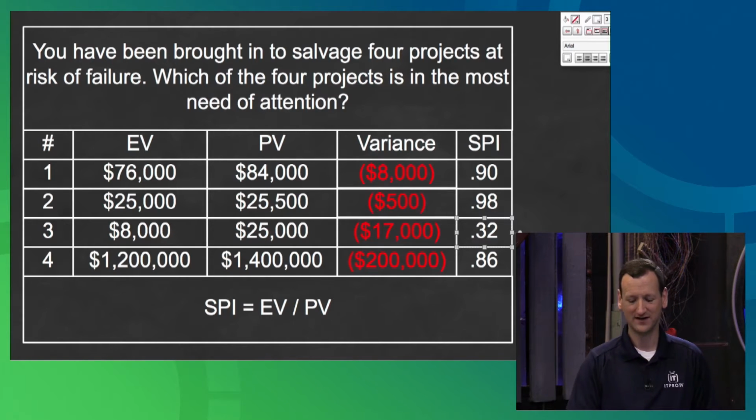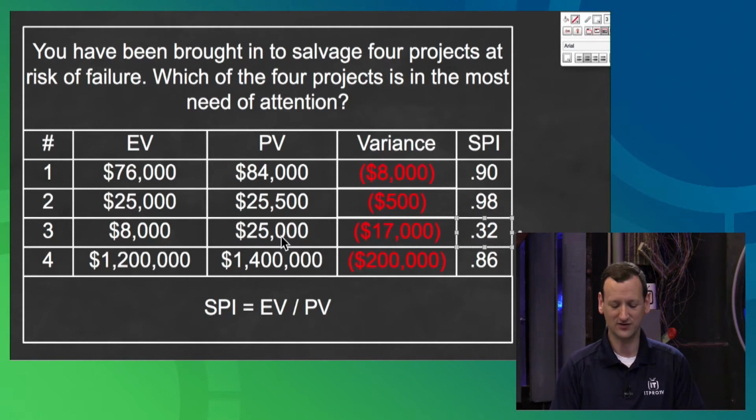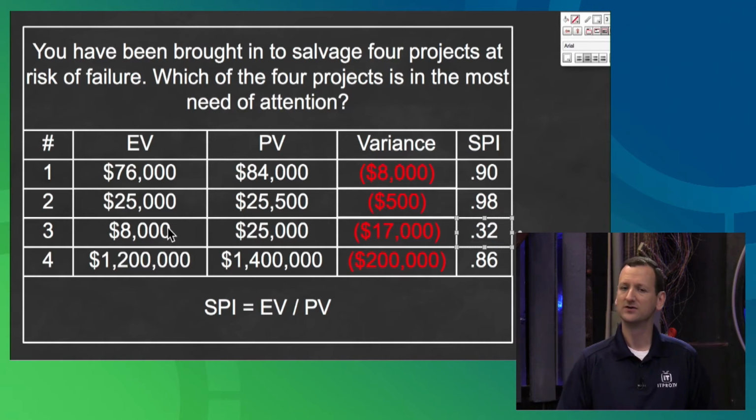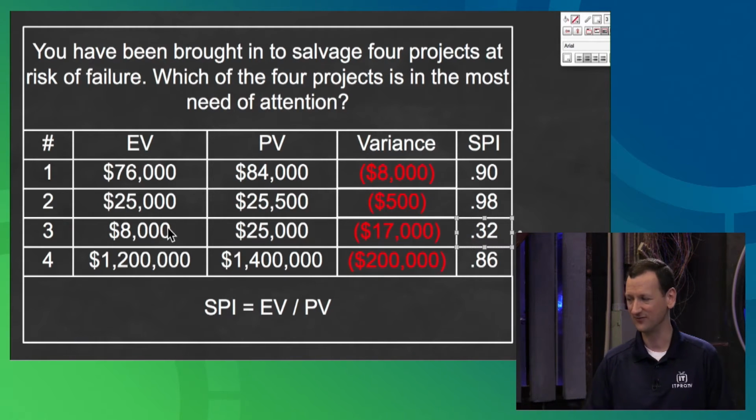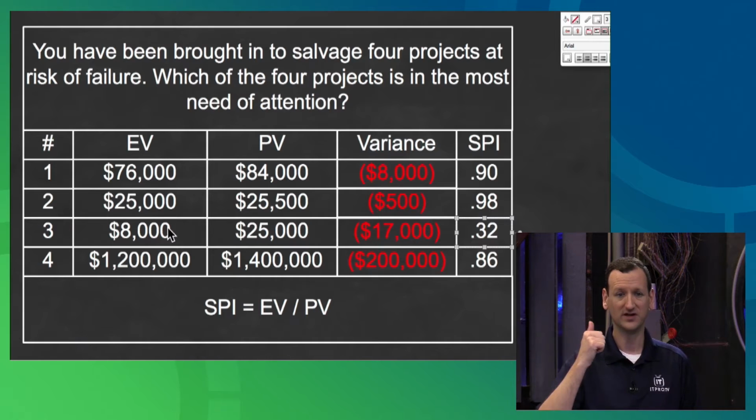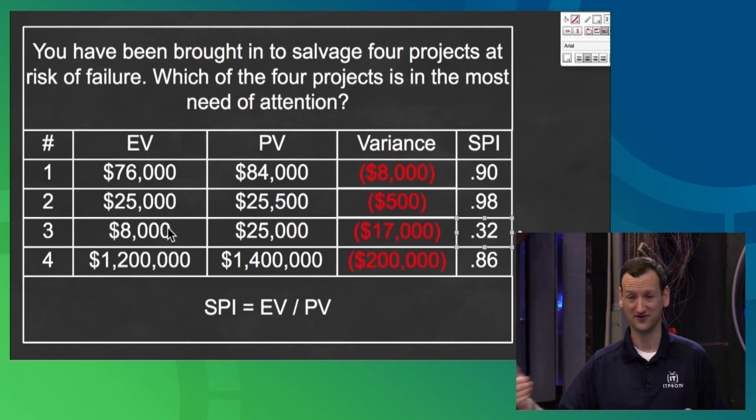That's significant. We've got a $25,000 planned value at this point, and we're only at $8,000. Does it mean that it's impossible to recover this project? No. You could still overcome it, but it's so far behind that it is going to fail unless you take significant action. And what action is that going to be?